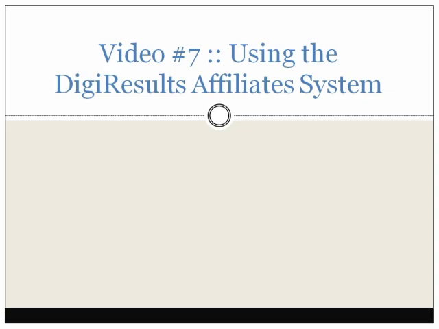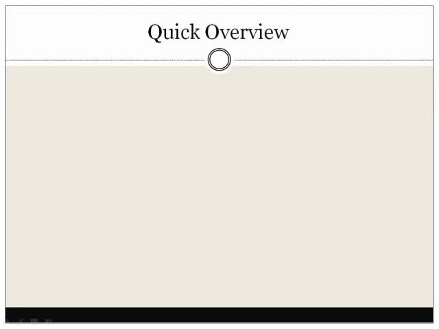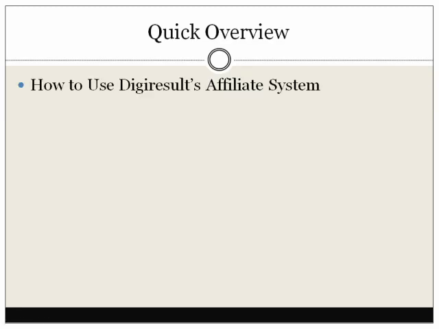Hello and welcome to video number 7. In this specific video, you're going to learn how to use the Digi Results affiliate system. Just a quick overview here. I'm going to talk about how to use the Digi Results affiliate system first, and then I'm going to show you how to create affiliate promotional tools for your affiliates.